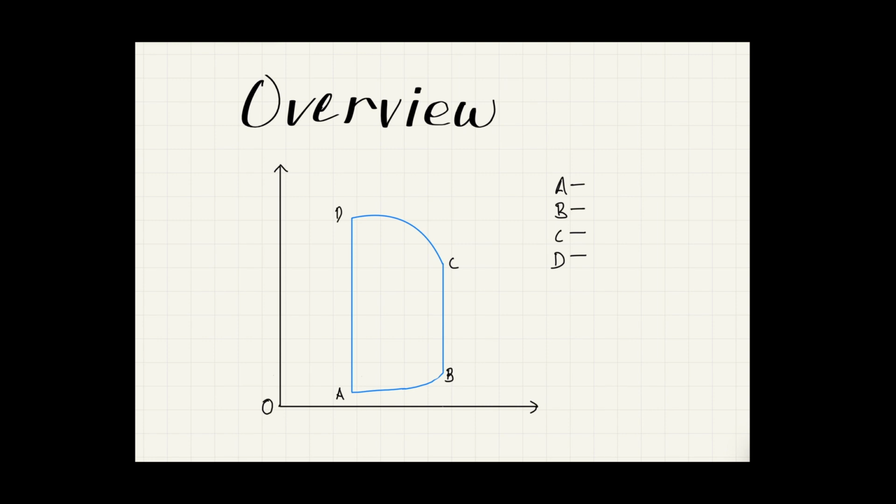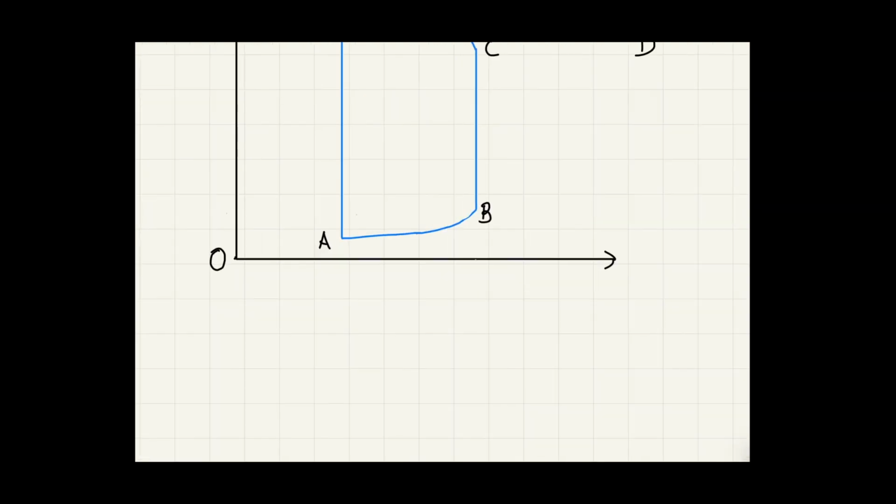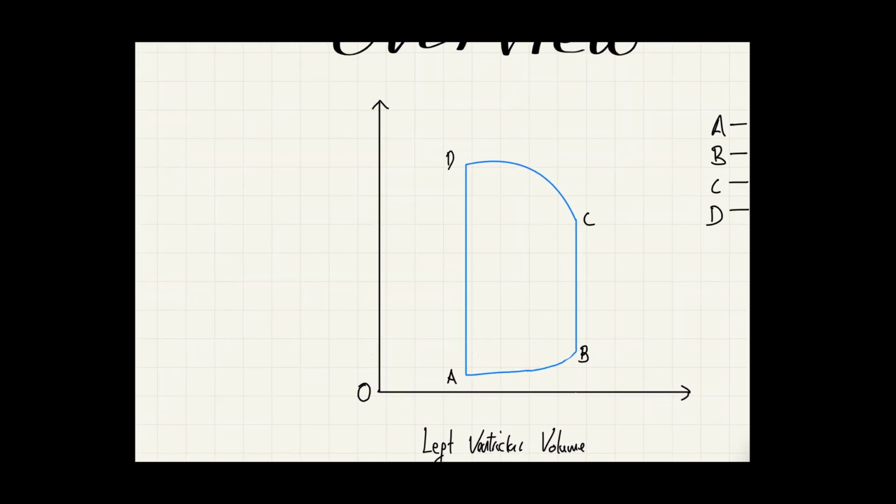So herein lies our pressure volume loop. I've already started drawing a few bits of the diagram just to make a bit of progress. Naturally, next step is to label axes. Along the bottom we have left ventricular volume, and this is in mils. And then along the side we have left ventricular pressure, and we go with millimeters of mercury for that.